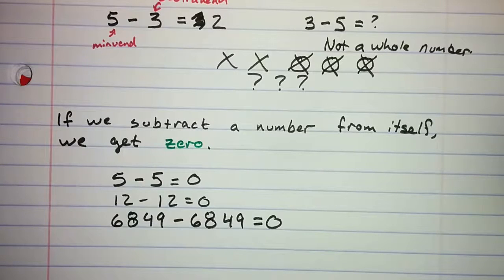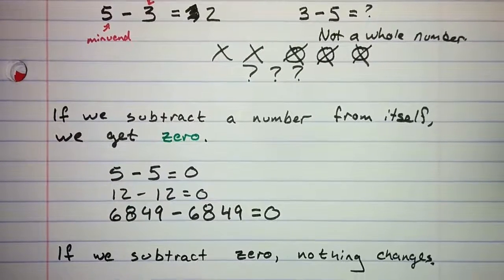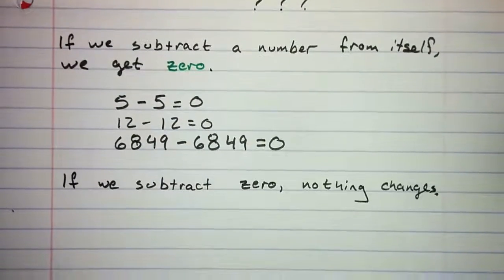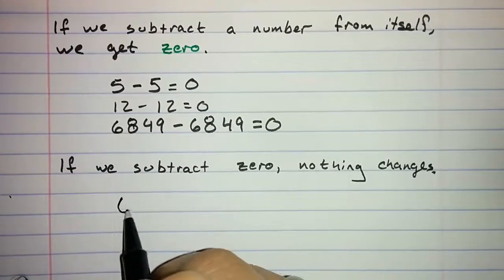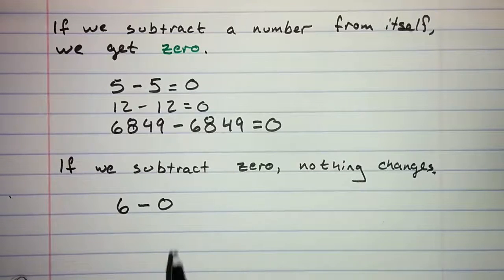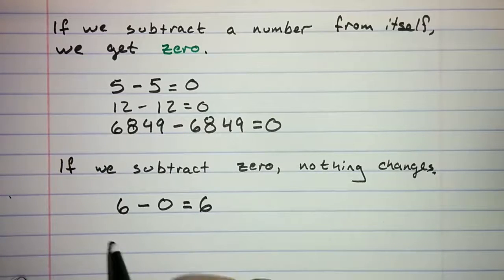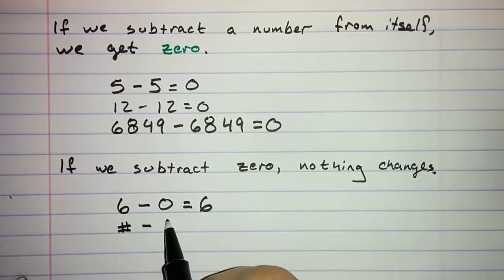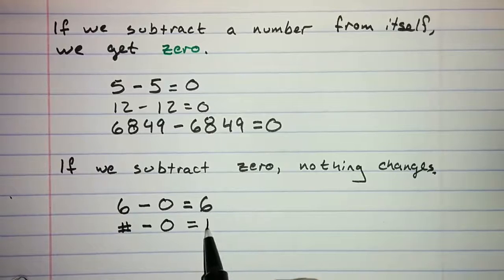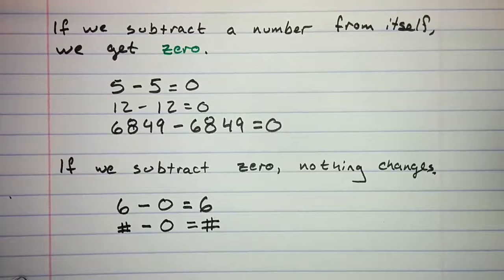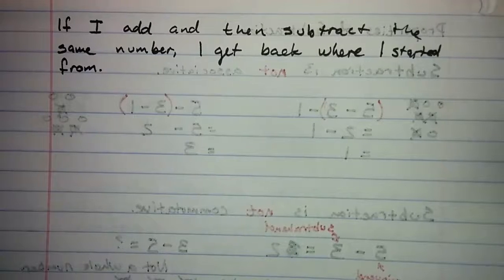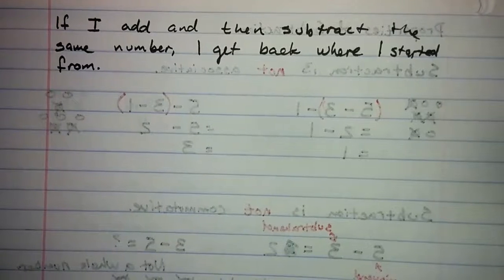The same kind of thinking will tell us if we subtract 0, nothing changes. If I have 6 things and I don't take any of them away, I still have 6 things. If I have any number of things and I don't take any of them away, I still have whatever I started with. Now, there's one more property that's going to start to hint at the relationship between addition and subtraction. If I add and then subtract the same number, I get back where I started from.